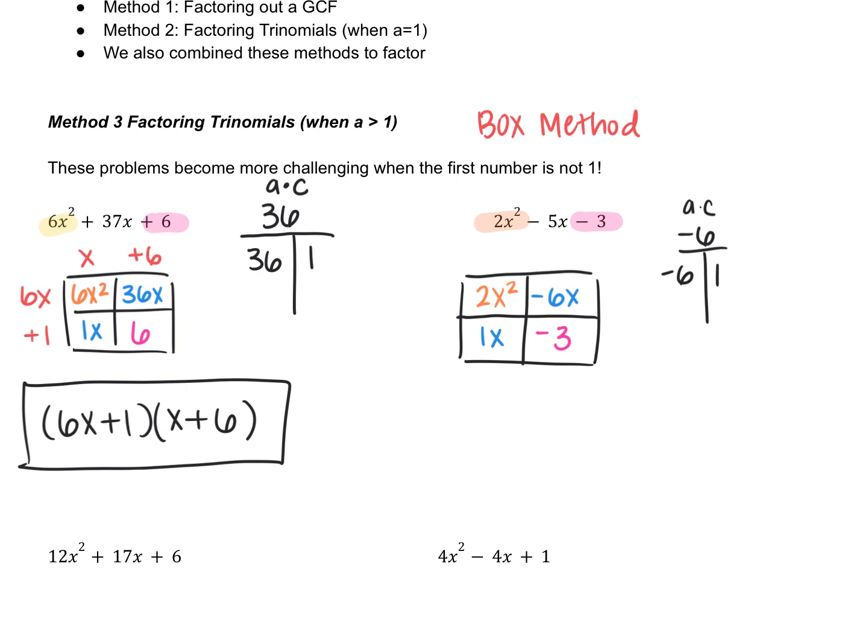2x squared and negative 6x have a GCF of 2x. 1x and negative 3 have a GCF of 1. 2x squared and 1x have a GCF of x. And negative 6x and negative 3 have a GCF of negative 3. So I get 2x plus 1, x minus 3.